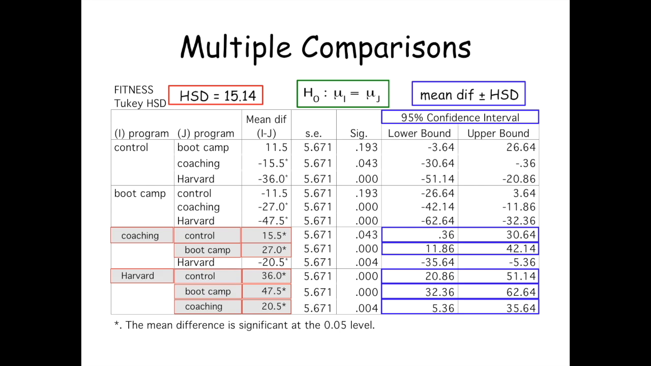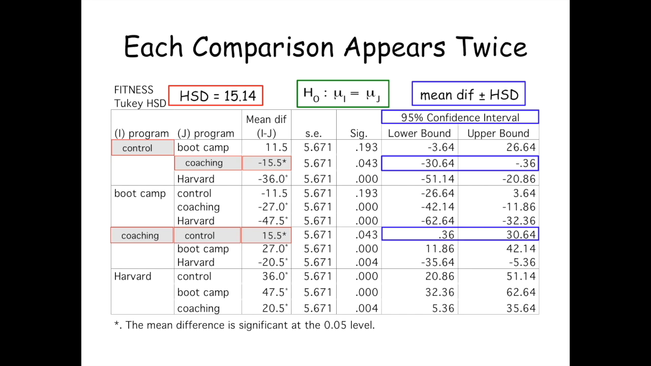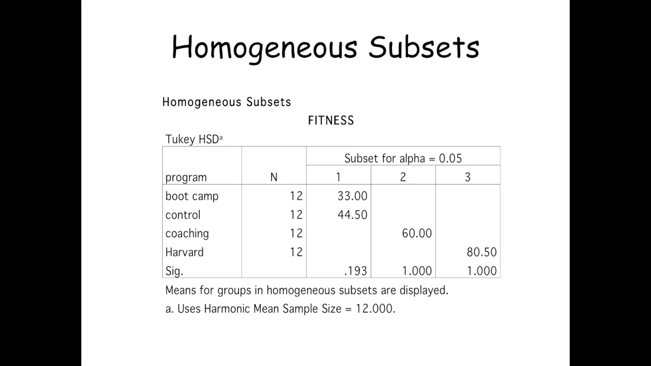We could also look at the positive values, which are often easier to interpret. Note that the confidence intervals just flip from negative lower and upper bounds to positive. Remembering that each comparison appears twice in this table helps diminish the intimidation factor when you look at it. In addition to the multiple comparison table, the Tukey procedure also produces a table of homogeneous subsets. This table focuses on groups that are similar. Means that do not differ, such as bootcamp and control, will appear in the same column.